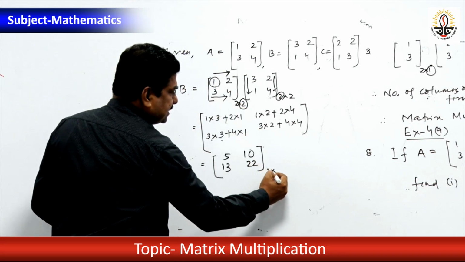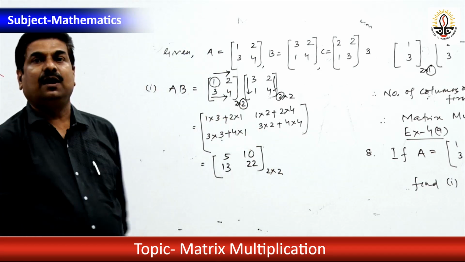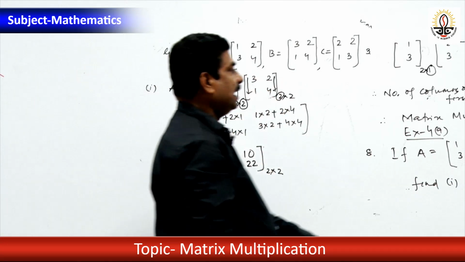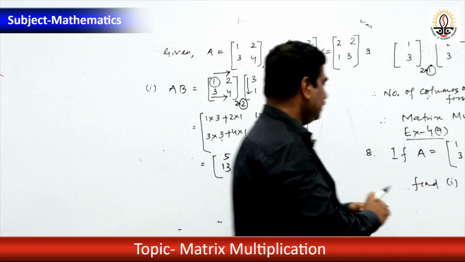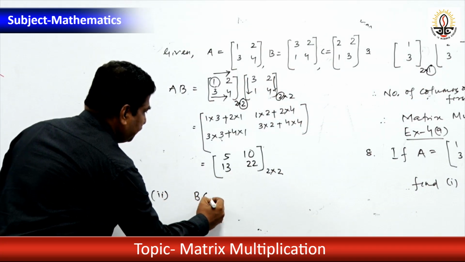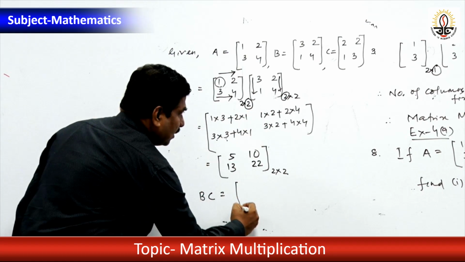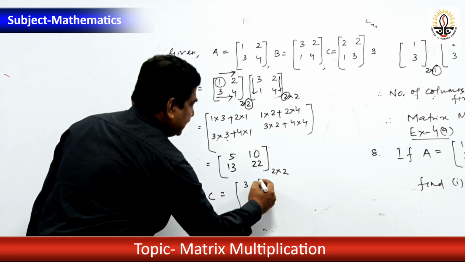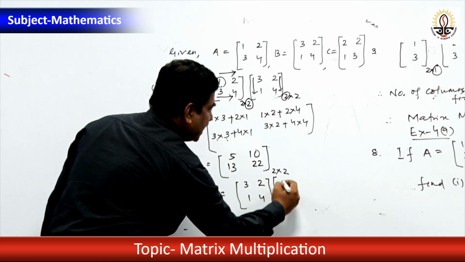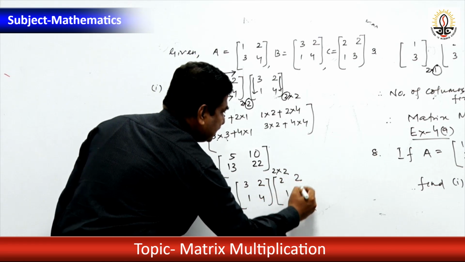Here you see, this is a matrix of order 2 by 2 again. The question is you have to find the value of BC. Here you see the second case, BC. What is the value? B is a matrix [2 3; 2 1], and C is [2 2; 1 3].